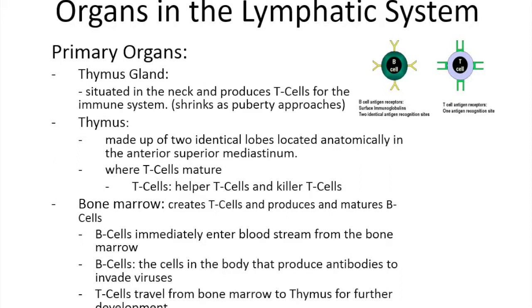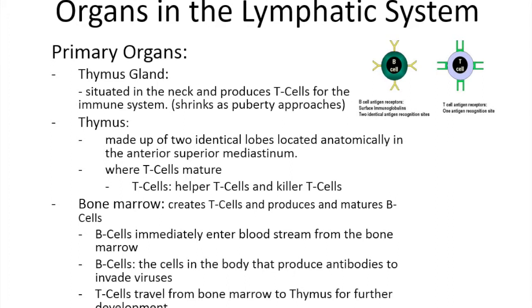Okay, these are the organs in the lymphatic system. So, the primary organs in the lymphatic system are the thymus gland and the bone marrow. And all of the organs work together within the lymphatic and the immune system to fight off diseases. So, the thymus gland is situated in the neck and it produces T cells for the immune system. And the thymus gland shrinks as puberty approaches, and doctors and scientists are not totally sure why that happens.